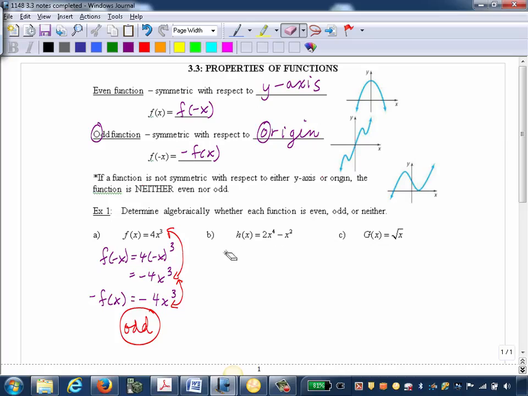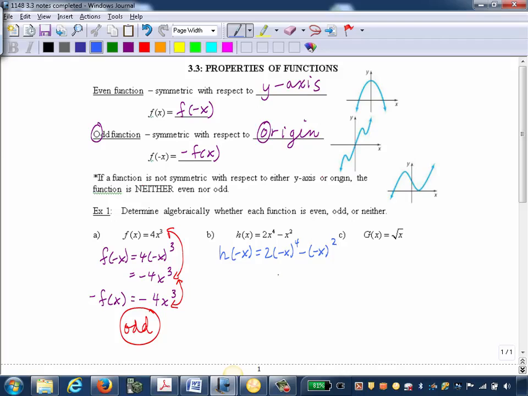Part B. We're given the function h of x equals 2x to the fourth minus x squared. So first I'll check if this function is even. So I need to compare h of x to h of negative x. So I'll find h of negative x by substituting in a negative x for all these x's.